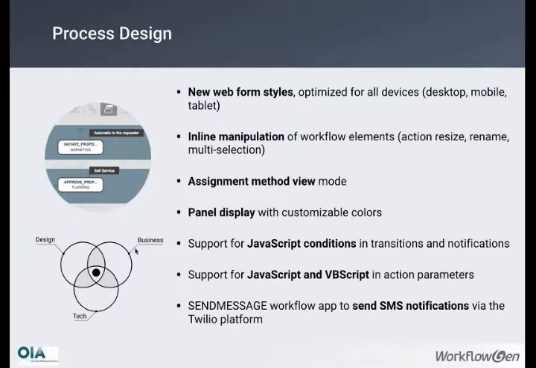And for new features, there is a new workflow app called Send Message. The Send Message application enables you to send SMS notifications. With WorkflowGen, you know that you can send email notifications when there is an event in a process, when you have an action to do, or an overdue request action, but you can now also send SMS notifications. For the SMS notifications, you need to use the Twilio platform.